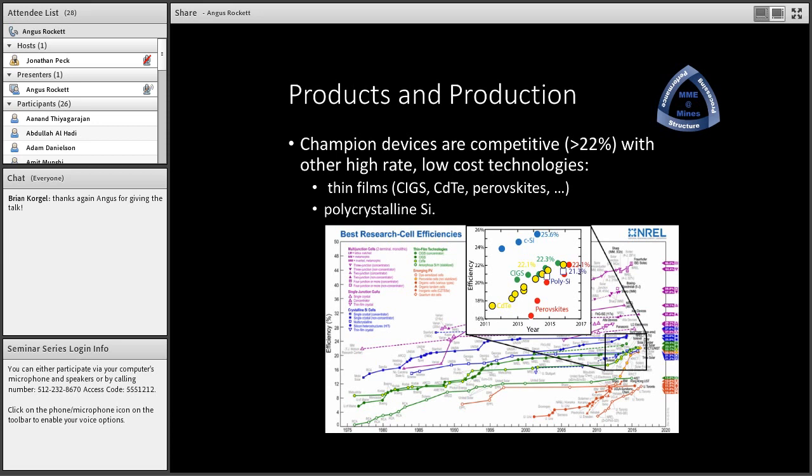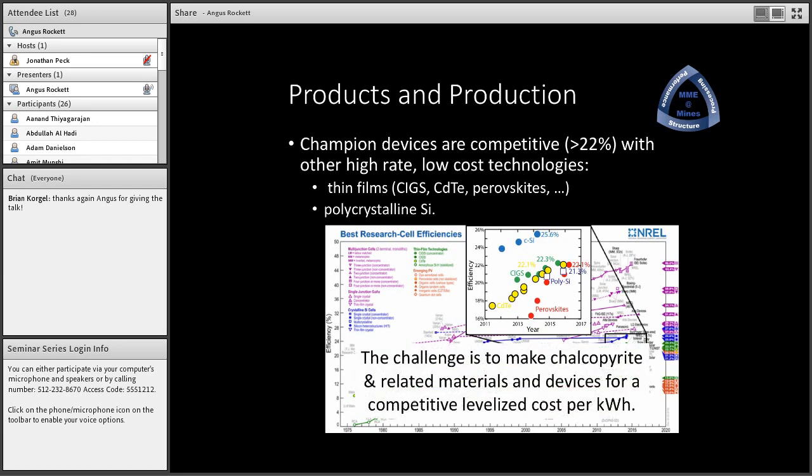So cadmium telluride, in yellow, is following right behind CIGS, the perovskites are making their startling, excellent progress lately, and of course silicon in polycrystalline technology, the champion cells are just a little bit below the thin film technologies, and then crystalline silicon is up above with higher efficiency devices. So there are a number of options, but in general the thin film technologies meet or exceed the performance of polysilicon, which is the inexpensive crystalline silicon technology.